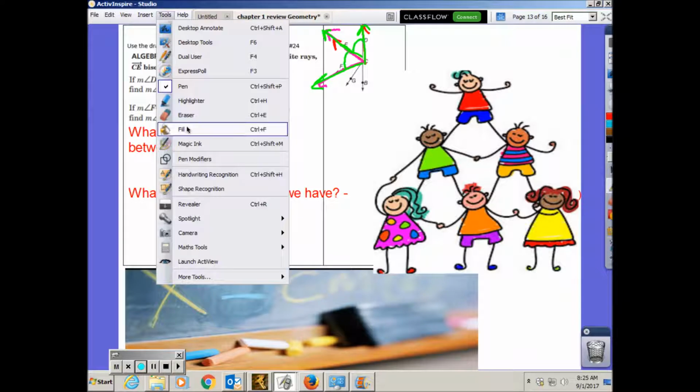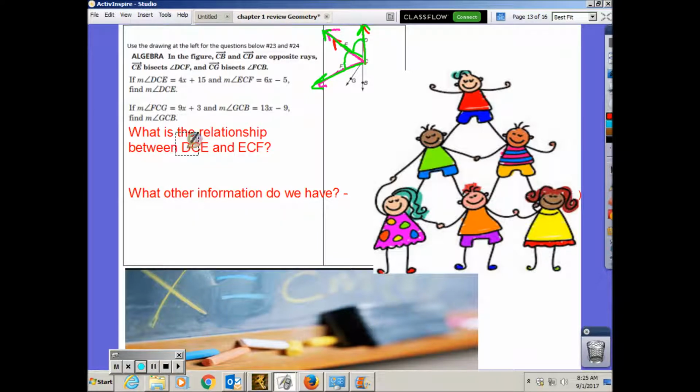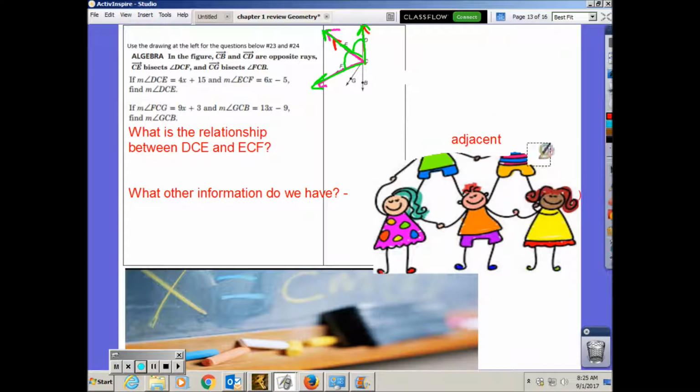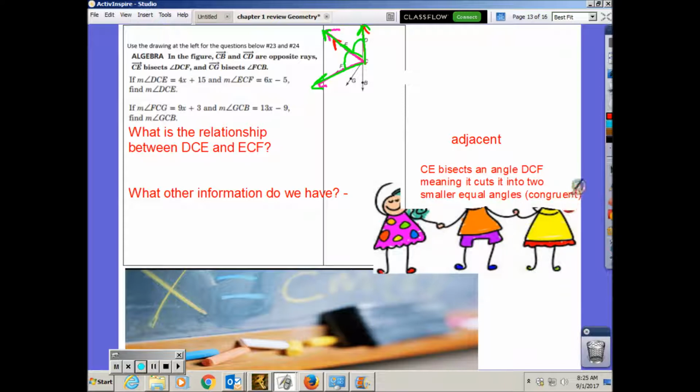So let's go back over what we found out. What is the relationship between DCE and ECF? They're adjacent. So we have to go back and find some additional information. We're told that CE bisects angle DCF, meaning it cuts it into two smaller equal angles. They're congruent. Okay? So DCE is congruent to ECF.